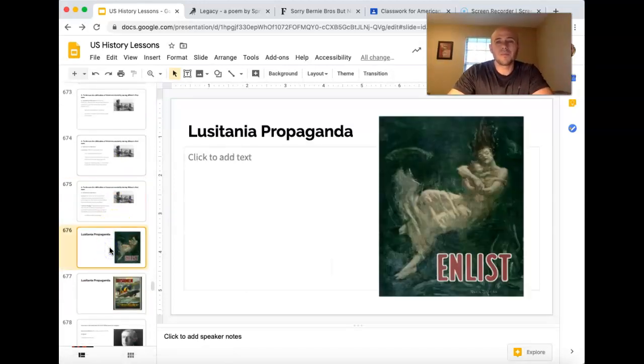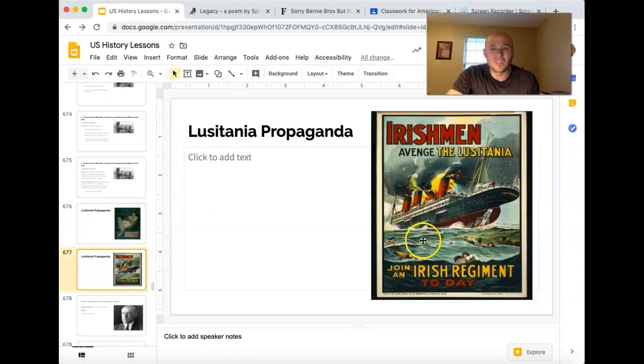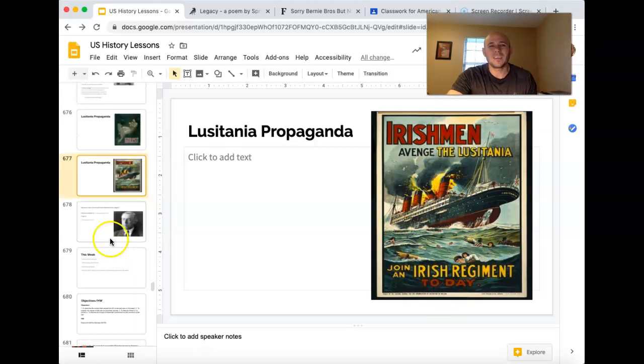I should mention, we'll talk a little bit more specifically about this when we talk about America entering the war, but before we move past the Lusitania, there were a lot of propaganda posters put together based on the Lusitania. Look, enlist. This is encouraging American men to join the military. This is a woman drowning with her baby, obviously referring to the Lusitania. Irishmen, avenge the Lusitania, people drowning in the ocean, the ship sinking in the background. So you could say that American recruiters got a lot of mileage out of the Lusitania.